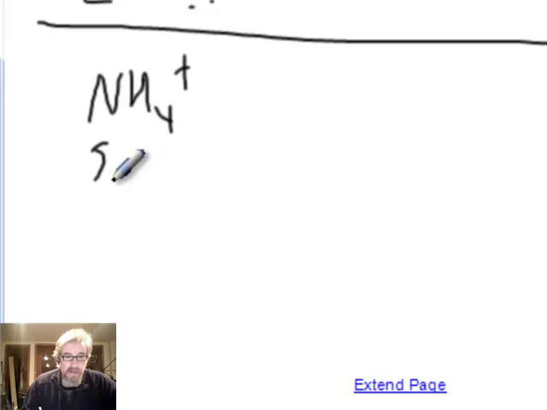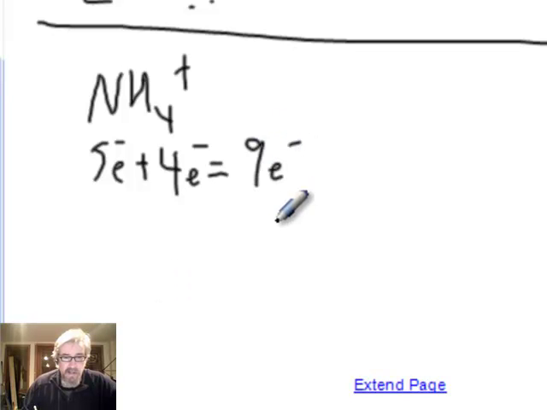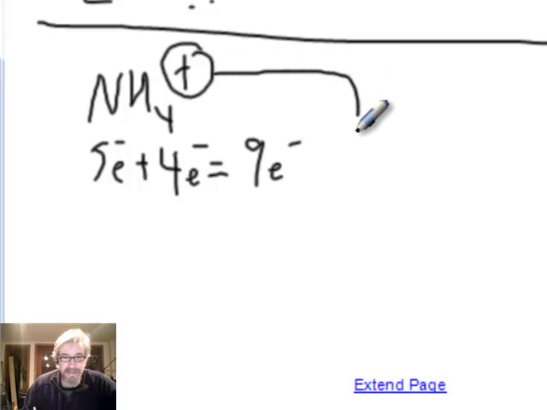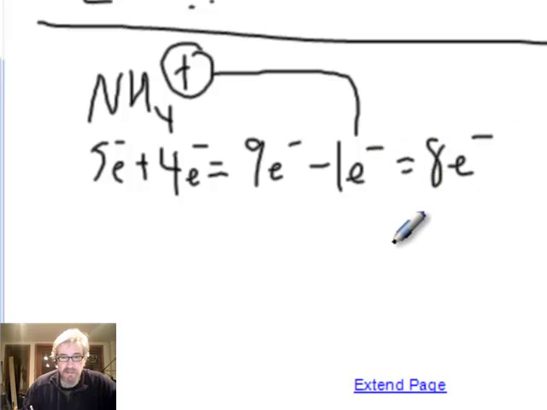Let's do a polyatomic cation, NH4 1+. Nitrogen is in column 5. That gives me 5 electrons. Hydrogen's in column 1. That gives me 1 electron, but there's 4 of them. So that's a total of 4 electrons. When I add this all up, I get 9 electrons. However, this is a polyatomic cation. A 1+ charge means there's a missing electron. So I take away 1 electron and my count goes down to 8 electrons.